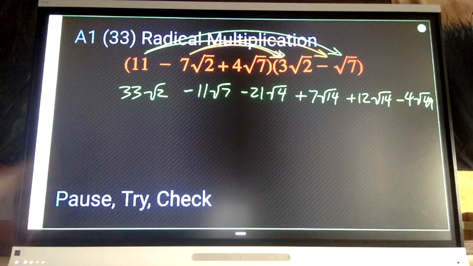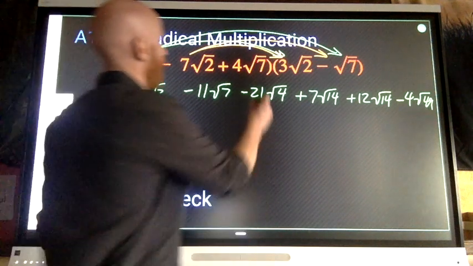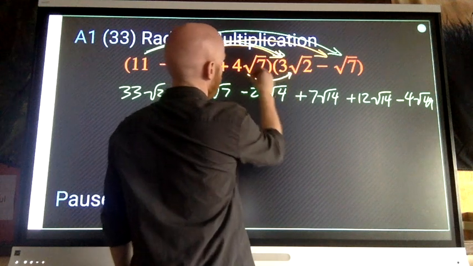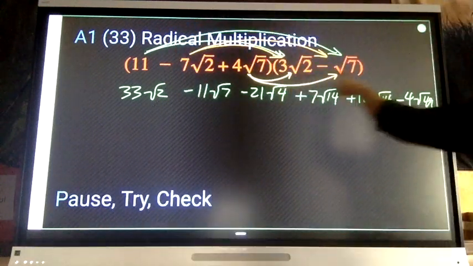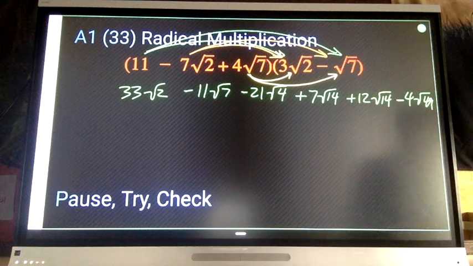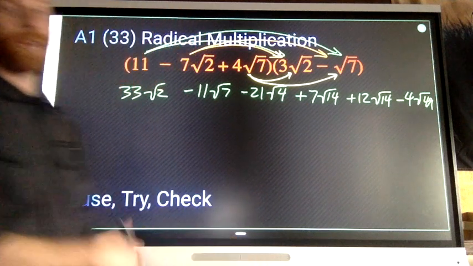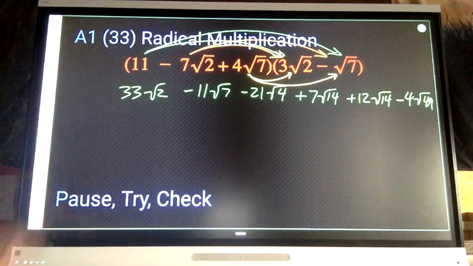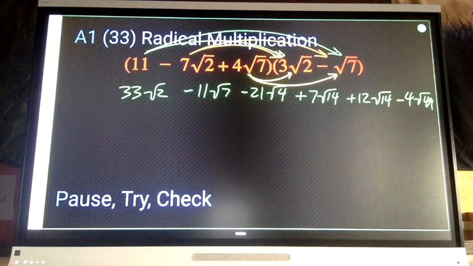And then I'm lastly distributing this term to both of them. 4 times 3 is 12. 4 times negative 1 is negative 4. Okay, so that's what's happening there. That's how I'm getting my 6 terms. It is another way that you could multiply both polynomials and radicals and anything else actually.